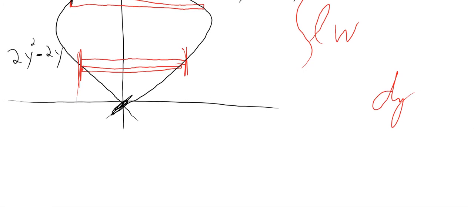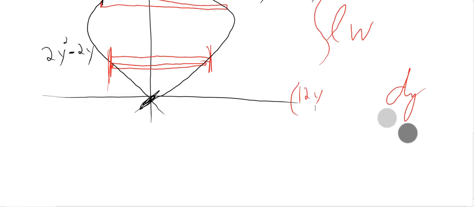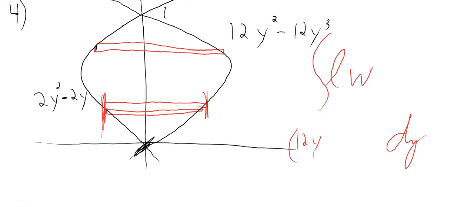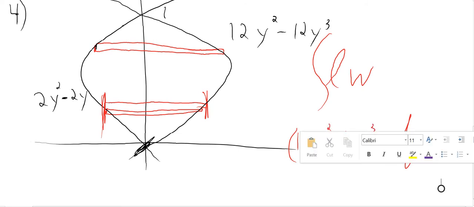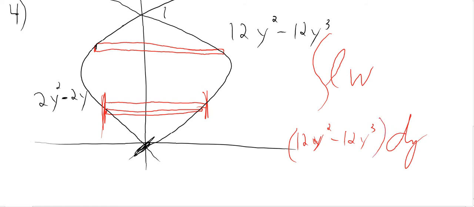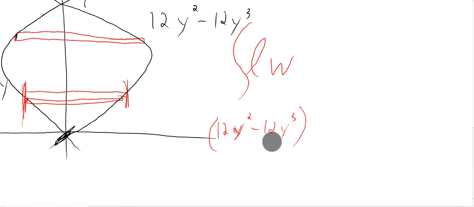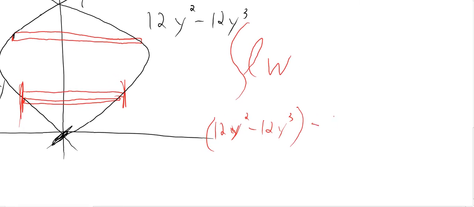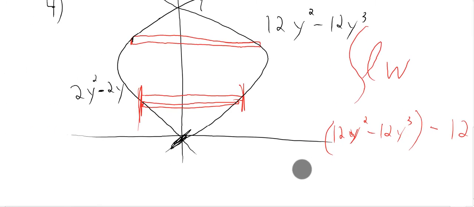So the length of these things is just going to be 12y squared minus 12y cubed, I got to move this dy out of the way here, minus, does this make sense? Whatever's on the left there, what is it? 2y squared minus 2y.